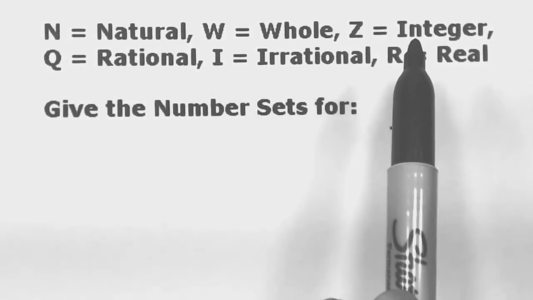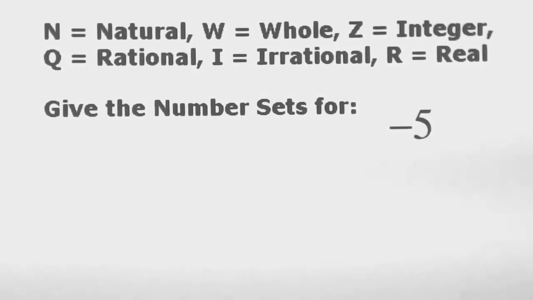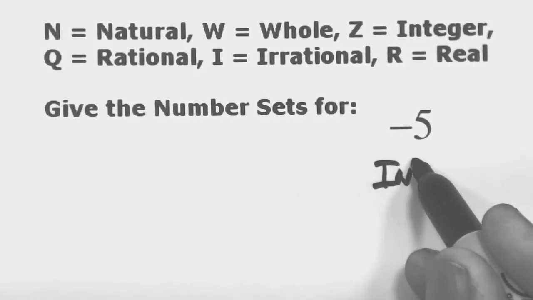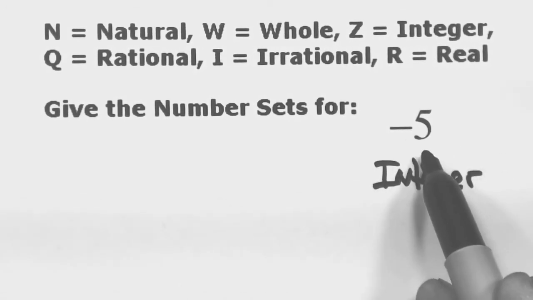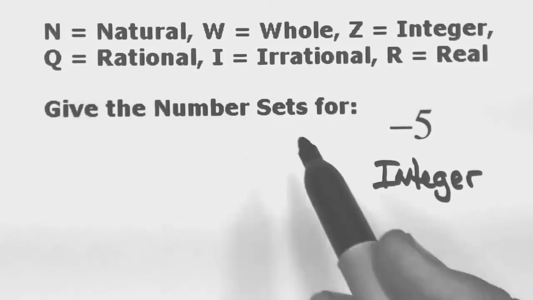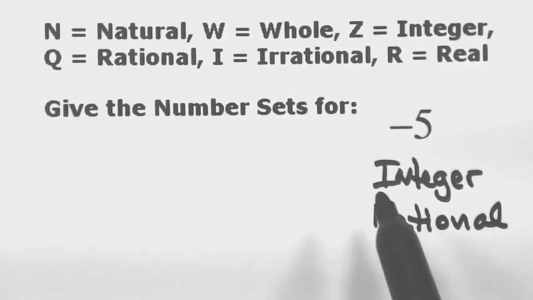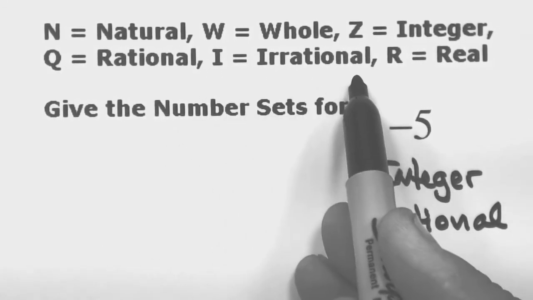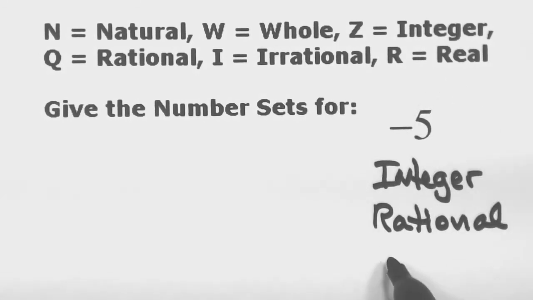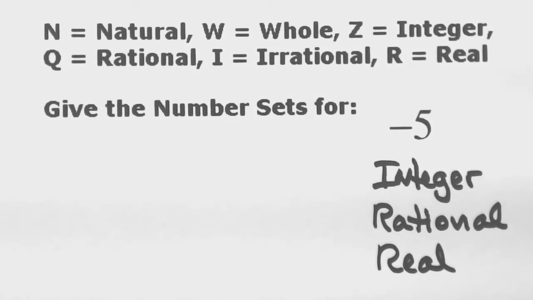But it is an integer, because the integers include both the positive and negative, so we can list that. Next, we can make a fraction out of it by putting -5 over 1, so that means it qualifies as being a rational number. Since we can make a fraction out of it, it's definitely not irrational, but it is real. Remember again, all of these belong to the real numbers.